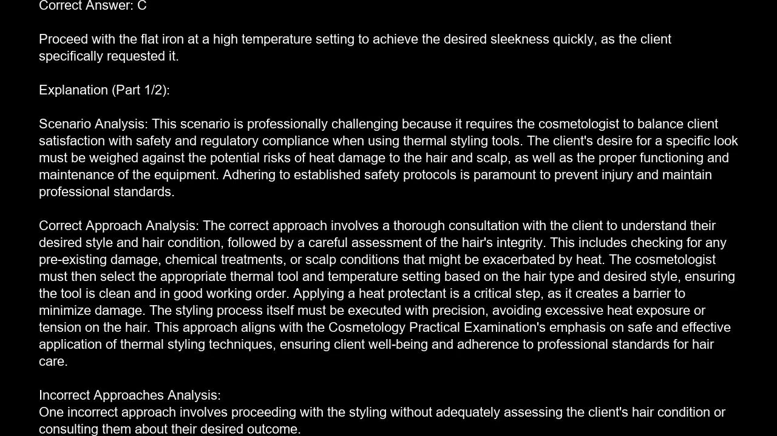The correct answer is C. Proceed with the flat iron at a high temperature setting to achieve the desired sleekness quickly, as the client specifically requested it. Explanation. Scenario analysis.